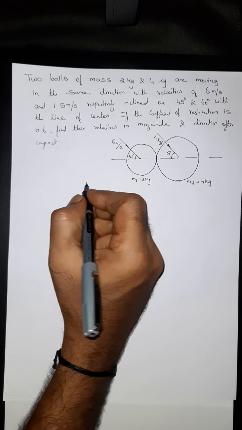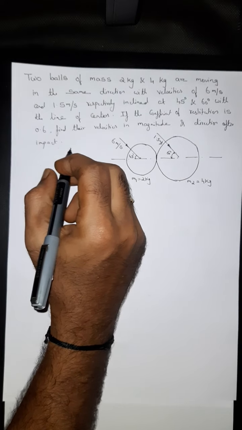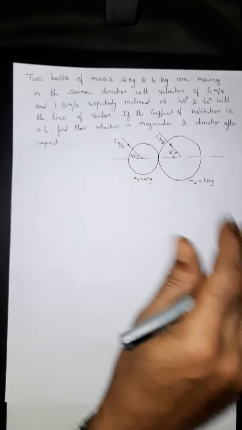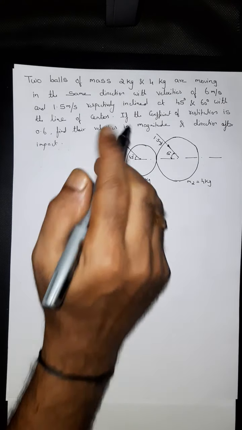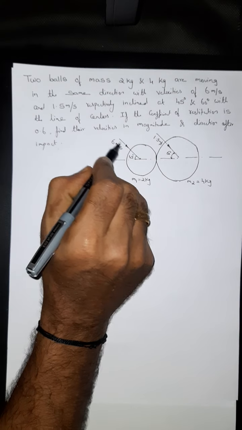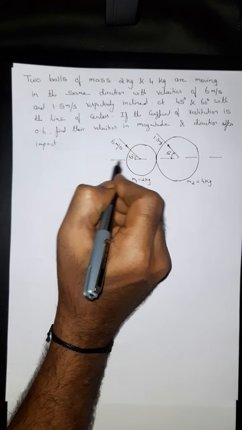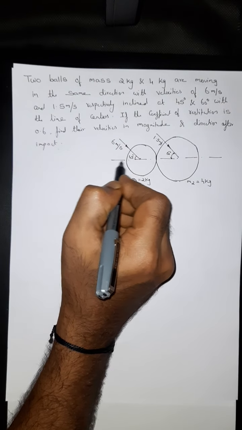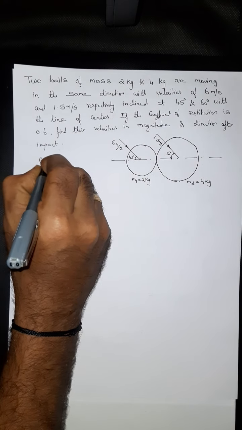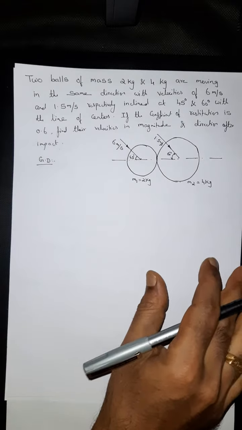For today's session, I'm going to solve a problem from oblique impact. Oblique impact is nothing but the velocity making a certain angle with respect to the line of impact or the horizontal, right? Let me extract the data from the given question.